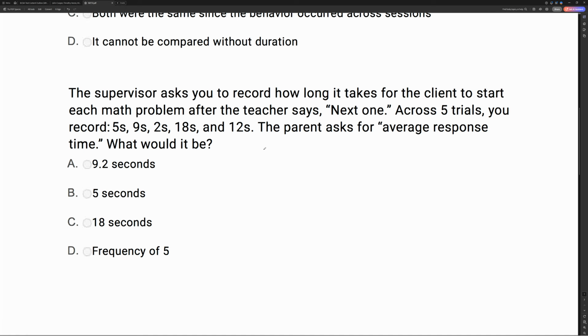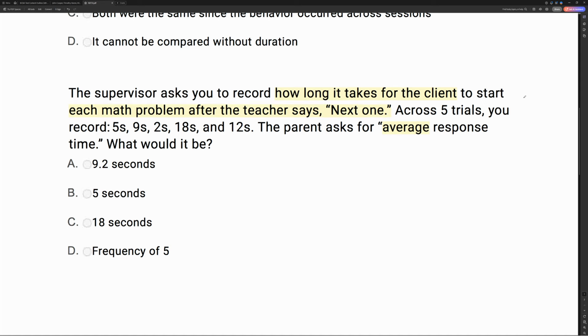Just remember the math and the numbers on the exam, and even in practice, are going to be very straightforward. The hardest part here is knowing how to find an average. Because if your supervisor is asking you to record how long it takes for the client to start each math problem after the teacher says next one, what are you recording? You're recording time in between the instruction and the behavior, which is just latency.